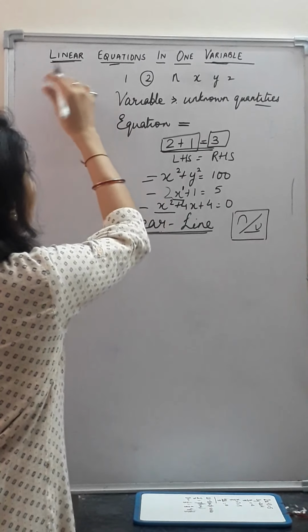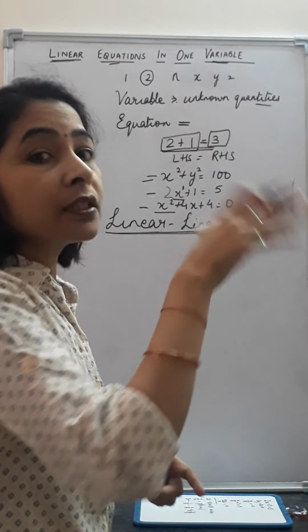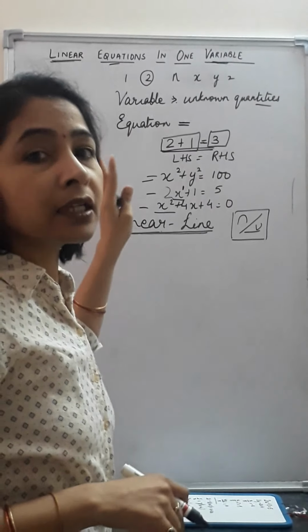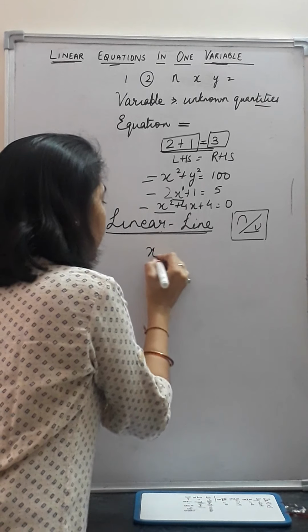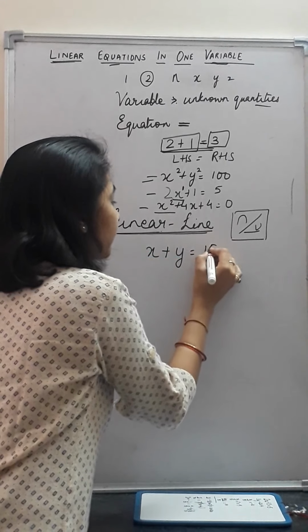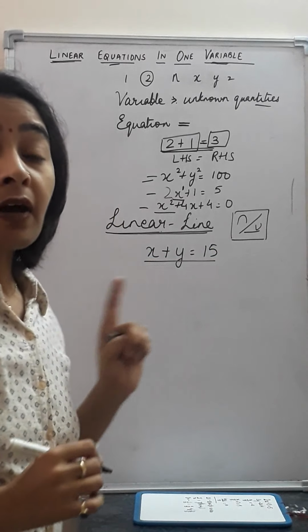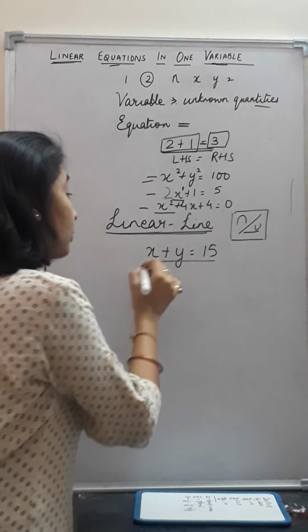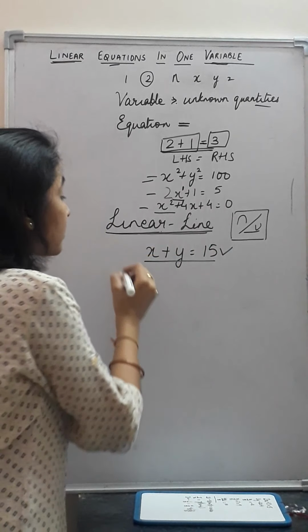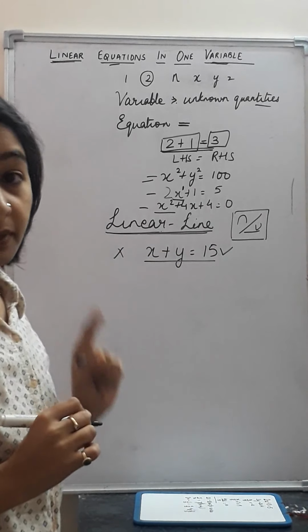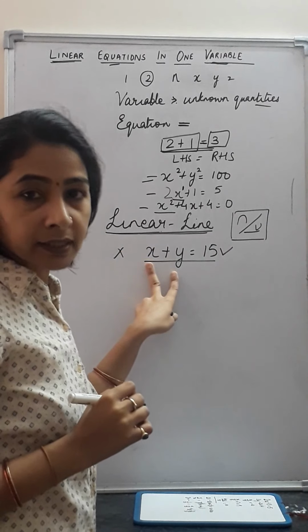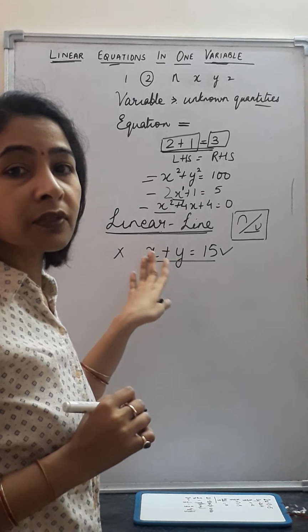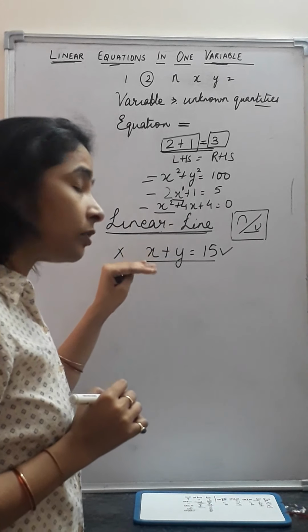Now the whole chapter's name is linear equation in one variable. Now we will study here only linear equation in one variable. If I write the equation x plus y is equal to 15, then this is also a linear equation. Why? Because the power of the variable is not more than 1. Though there are two variables, it is a linear equation, but it is not a linear equation in one variable. Why? Because two variables are there. Since two variables are there, it is not a linear equation in one variable. It is a linear equation in two variables.